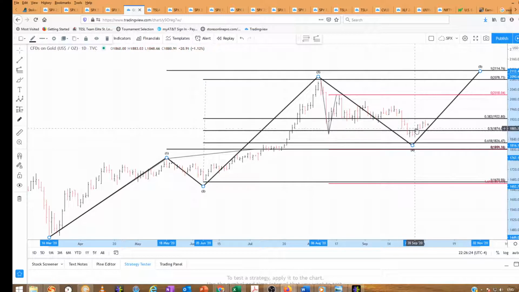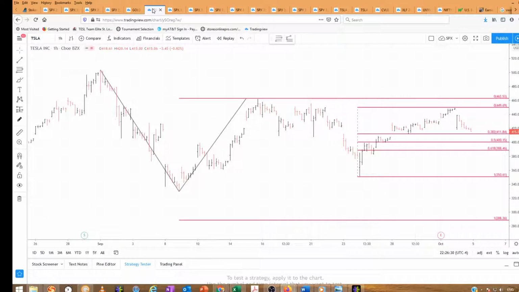So it looks like it could be impulsive moving up here. If so, 2114 is our target. Tesla, what's going on with Tesla? Here's Tesla's all-time high on September 1st. Here is the first wave down. You can call it A, you can call it 1, whatever you want, okay? Depends on if it's corrective or impulsive. And this is the second or B wave up.